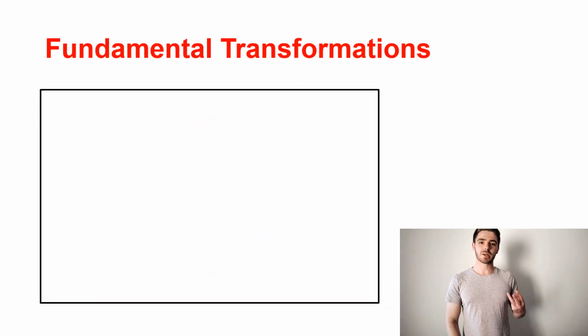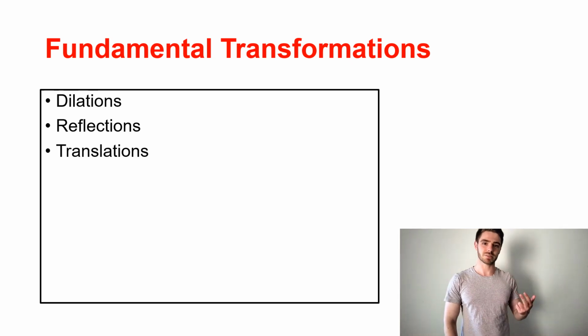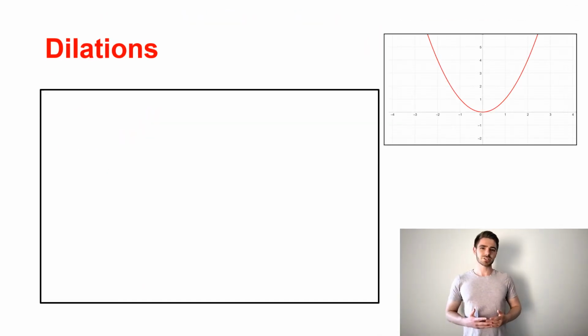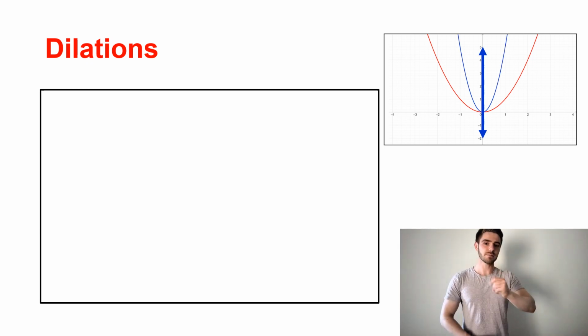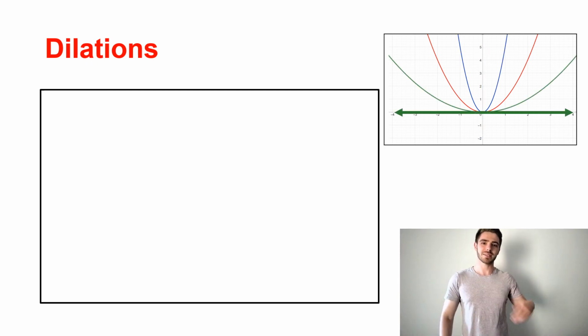There are only three main kinds of transformations. First we have dilations, then we have reflections, and lastly we have translations. You can think of dilations as transformations that stretch a function. You can stretch a function in two axes. You can stretch in the y-axis, vertically, or you can stretch horizontally in the x-axis.